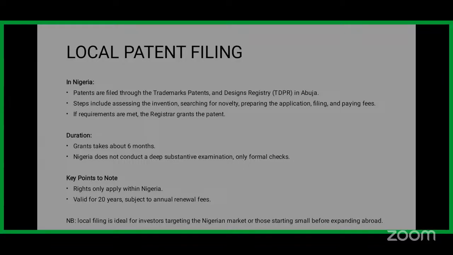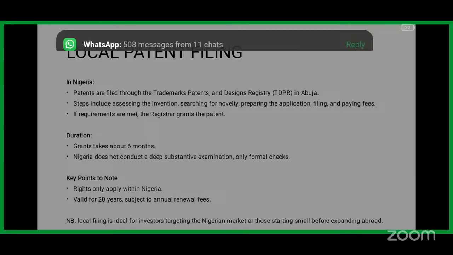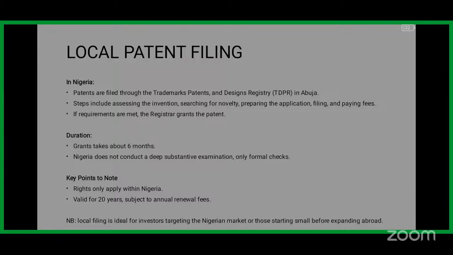Then also, like I've already said, Nigeria does not conduct a deep substantive examination, but rather a formal examination. Then some of the key points you need to know in Nigeria are that the rights apply within Nigeria. So a grant of patent applies within Nigeria. Then also, you need to take note that the period of your exclusive right is 20 years. Yes, 20 years. After that, the invention moves to the public domain.